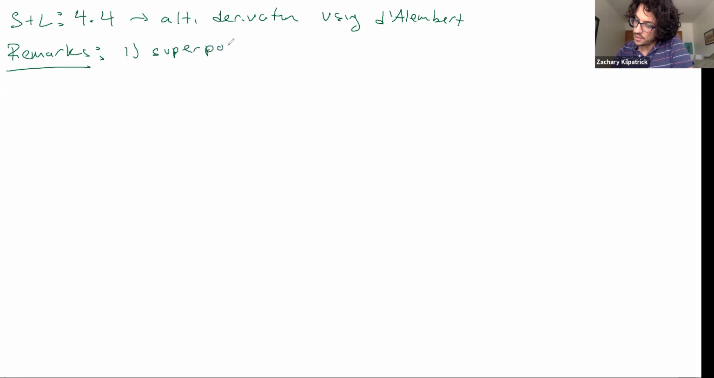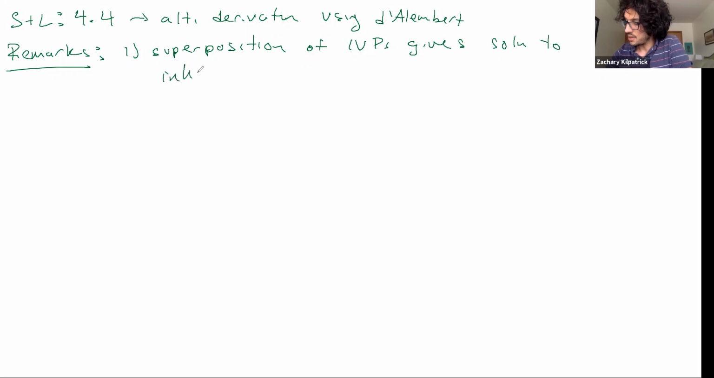First of all, as I was saying before, we have a superposition of initial value problems in that alternate derivation that gives the solution to the inhomogeneous problem. That was this idea I was mentioning of taking your D'Alembert solutions and stacking them up, where each time is a different initial condition.